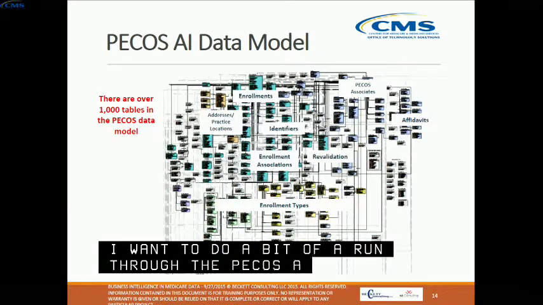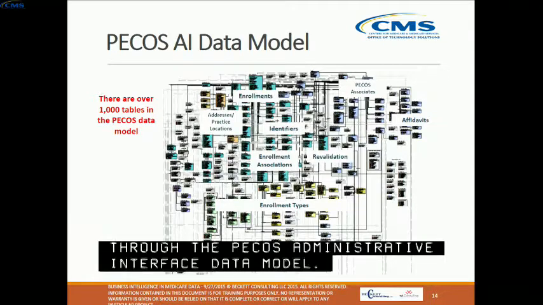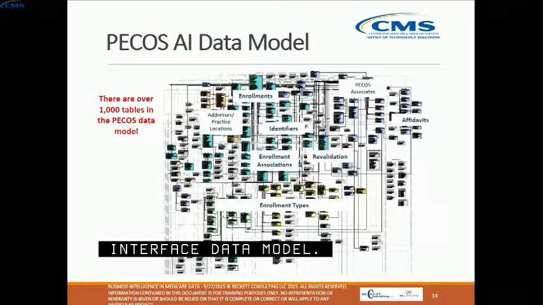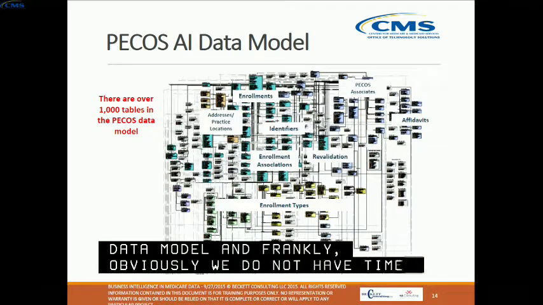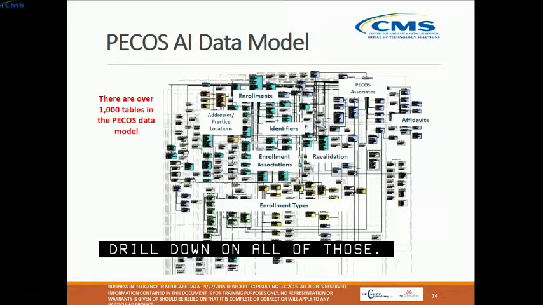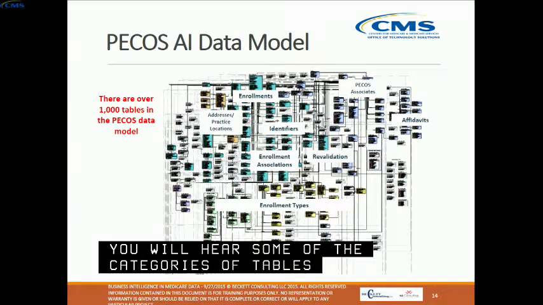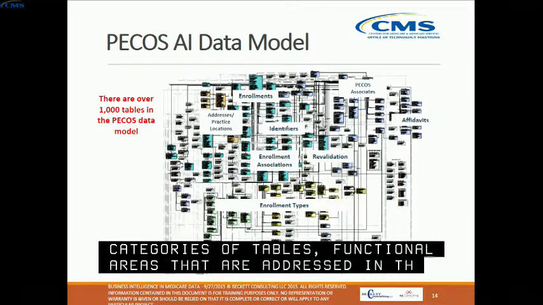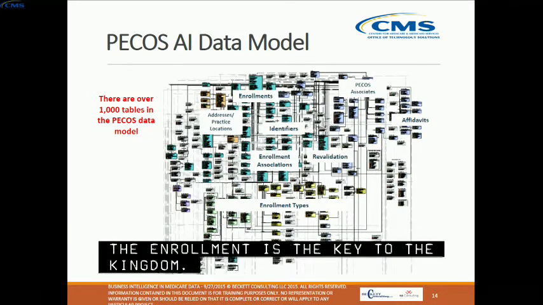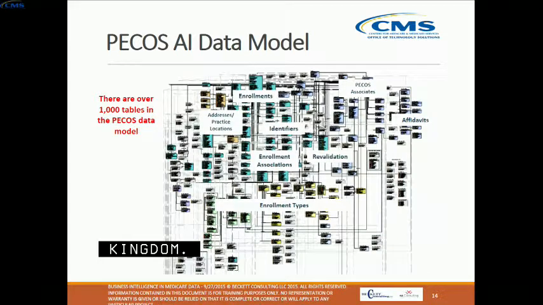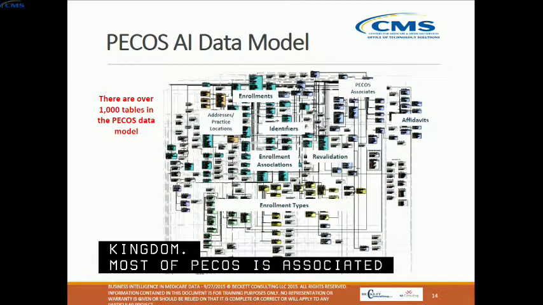There's over 1,000 tables in the data model, and frankly, obviously, we don't have the time to drill down on all of those. You'll see here some of the categories of tables of functional areas that are addressed in the model. The enrollment is the key to the kingdom. Most of PACOS is associated with and focused on an enrollment.